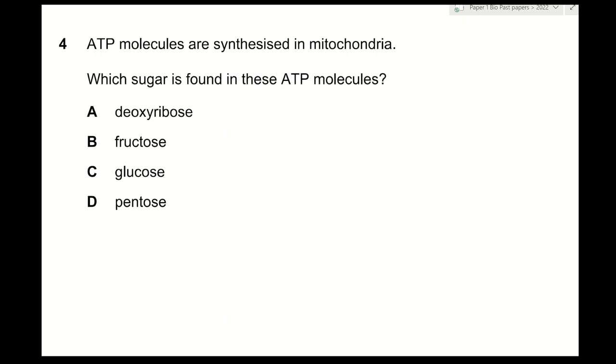Question number four, ATP molecules are synthesized in mitochondria. Which sugar is found in these ATP molecules? Now, let's draw an ATP nucleotide. As we can see here, we have a pentose sugar or a ribose with adenine base. So this is adenine, a nitrogenous base, and this is going to be a pentose sugar, or more precisely, a ribose sugar.